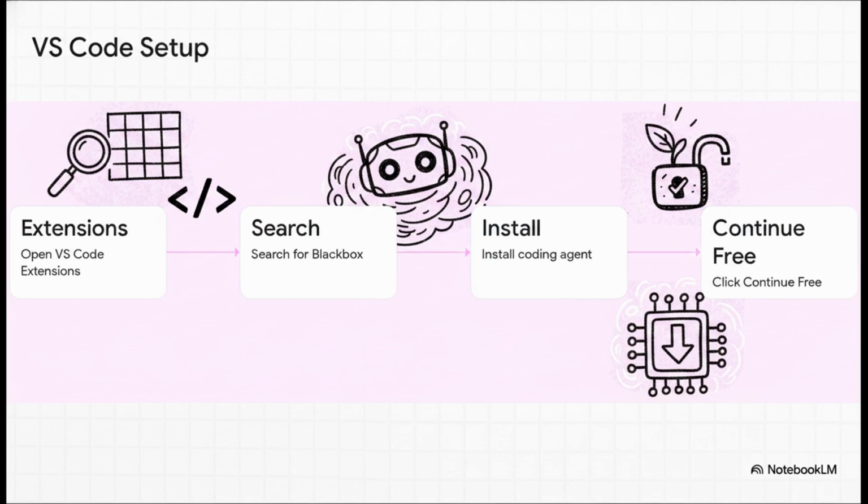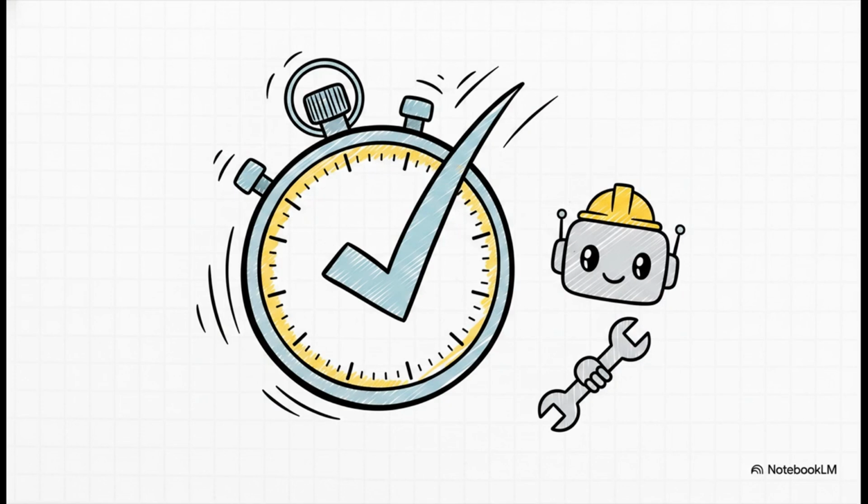Step 3, hit install. And step 4, which is absolutely crucial, when you open it, a pop-up is going to ask if you want to upgrade or continue free. You just click continue free. And boom, that is it. Your setup is totally complete in under 60 seconds. By just clicking that Continue Free button, you instantly bypass the upgrade prompt, and your entire basic configuration is finished. You literally just installed a premium AI coworker, and it barely took a minute out of your day.